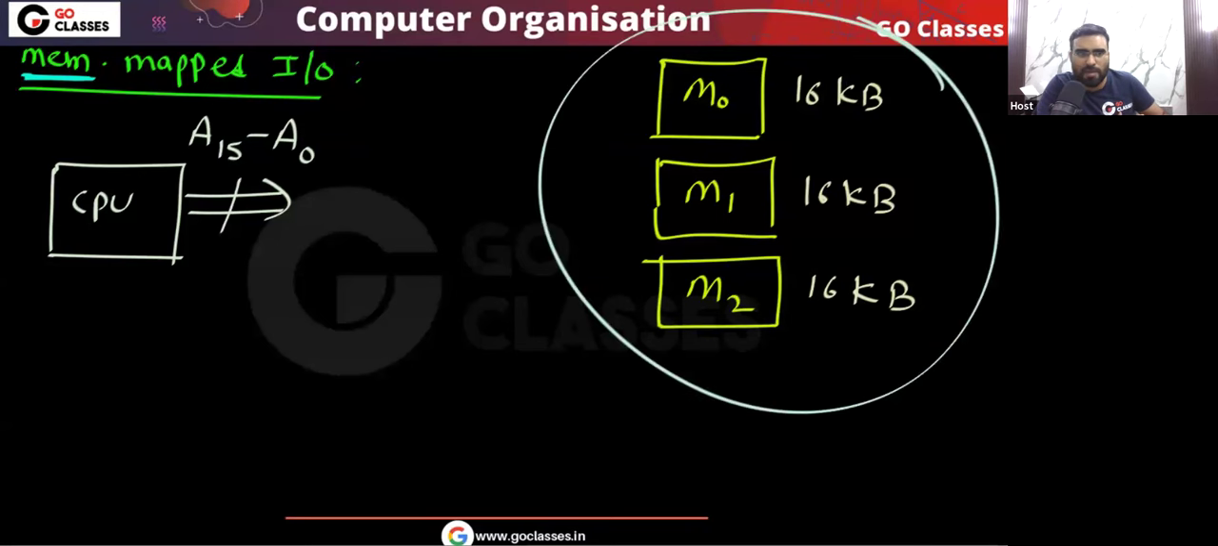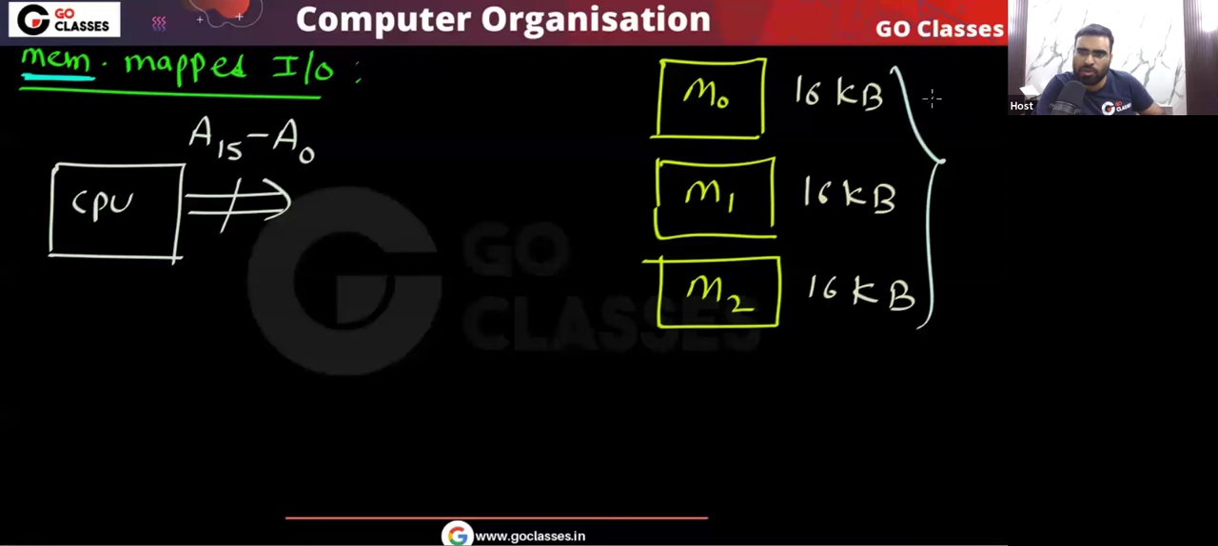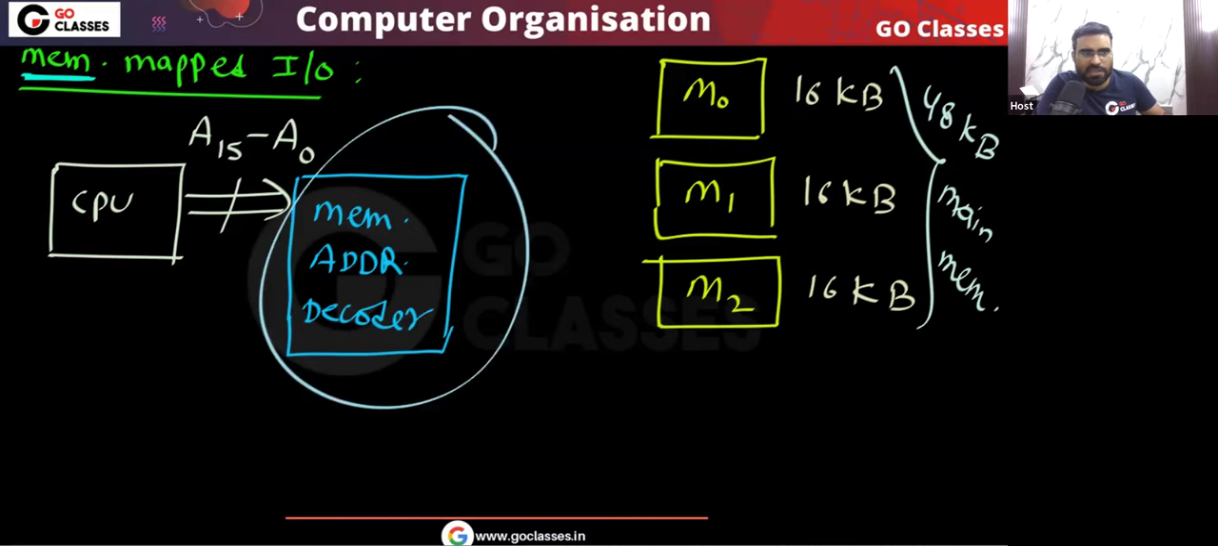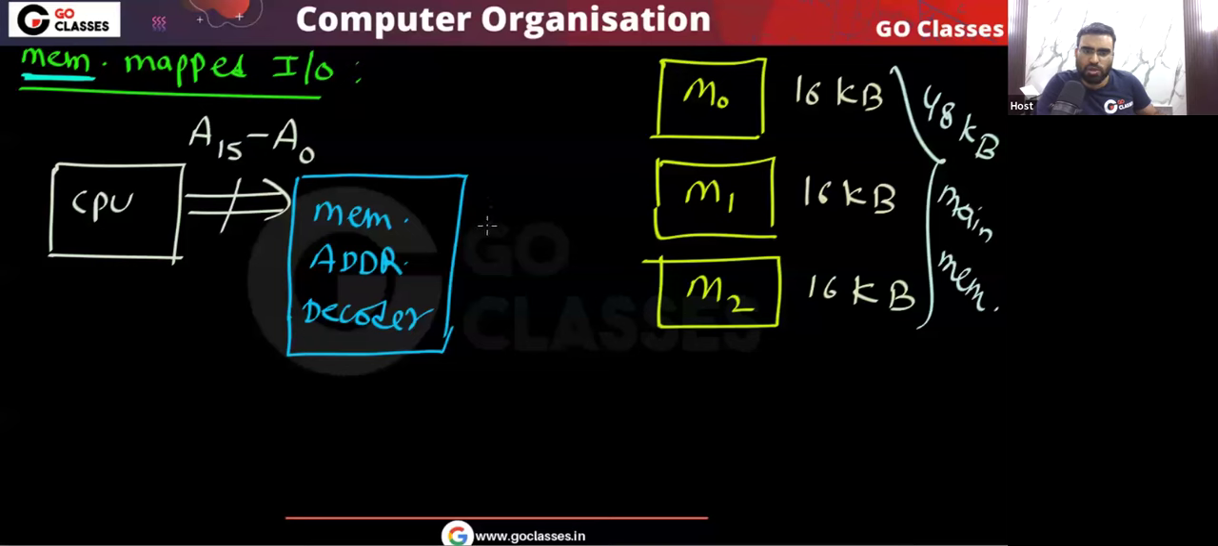Let's assume this is our main memory. We have total how much? Tell me. 48 KB main memory we have. Is this clear? Now there will be a decoder. You already know there is a memory address decoder. When the CPU generates the address, there will be an address decoder. So now this is your address decoder.